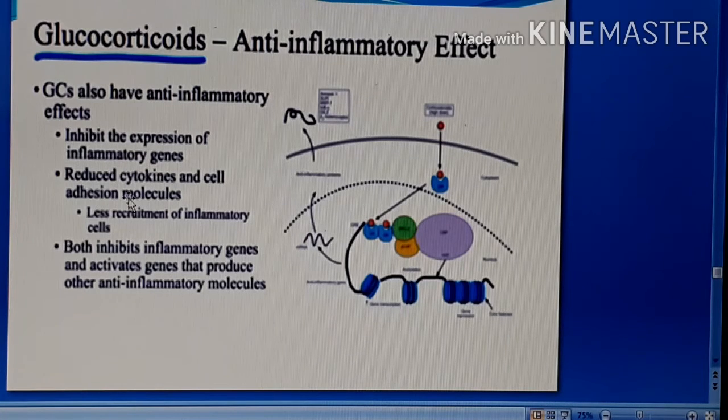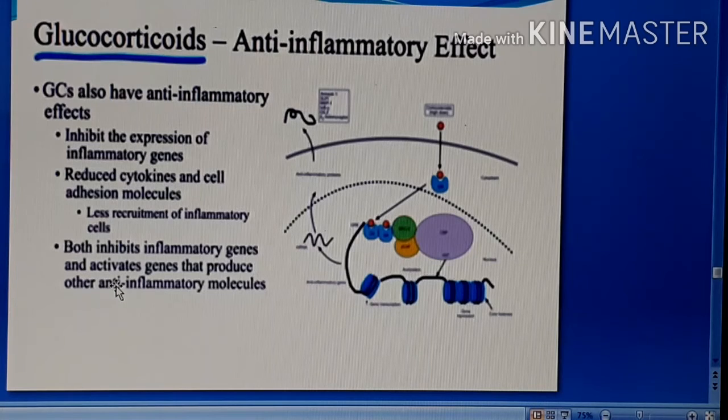And secondly, it reduces cytokines and cell adhesion molecules. Cytokines are the inflammatory substances. So what the glucocorticoid does is stop the cytokines from adhering to the cell surface, so as to stop the ultimate effect of the cytokines. So these are the two mechanisms by which glucocorticoids like cortisol show their anti-inflammatory effects.